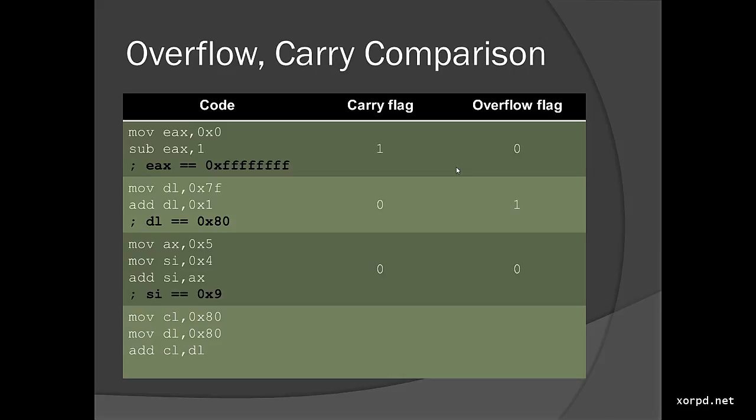Let's take a look at the last example. Here we have this chunk of code where we first move 80 inside CL, then we move 80 inside DL, and finally we add those two numbers. Take a moment to try to predict the result and also the expected values of the flags.